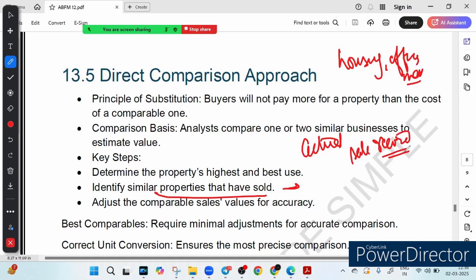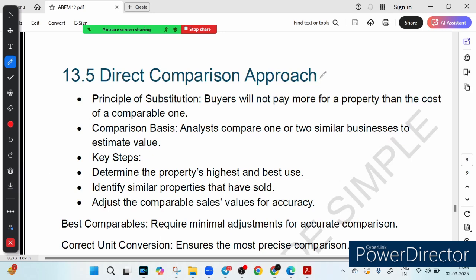Then you should adjust for the timing, which means a property sold 5 years ago might not have the same value today. So the valuation expert adjusts the price based on market trends over time. And you should make other adjustments also, which means some properties or businesses have better amenities, newer equipment, a strong brand. These affect the value. So adjustments are made for location, age, condition, legal factors, everything.